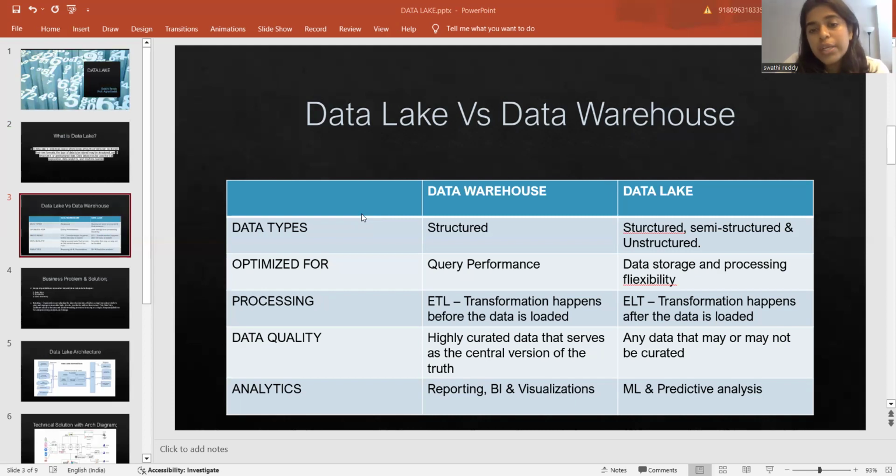But coming to the data lake, it is a recent innovation designed to handle modern data types such as weblogs, clickstreams, social media activity, and many semi-structured formats. Data lakes allow a schema on read approach, whereas data warehouses use a schema on write approach. Coming to the analytics part, reporting and BI visualizations are used in data warehouses, and in data lakes we have machine learning and predictive analysis as a part of it.